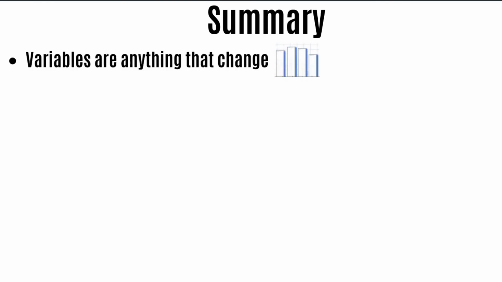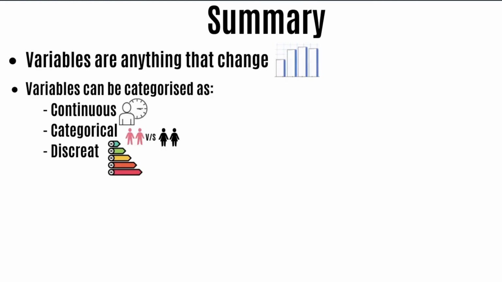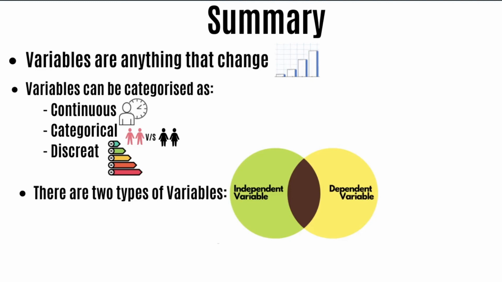So let's summarize what we learned in today's video. We learned that variables are anything that change, and they are the main focus of any research study. We also learned that variables can be categorized as either continuous, categorical, or discrete, and the way we categorize them depends on the way we look at the variable and the way we measure the variable that we have collected. We also learned that there are two main types of variables: independent variables, which are variables that are actively manipulated by the experimenter and nothing else, and dependent variables, which change as a function of the changes in the independent variable.